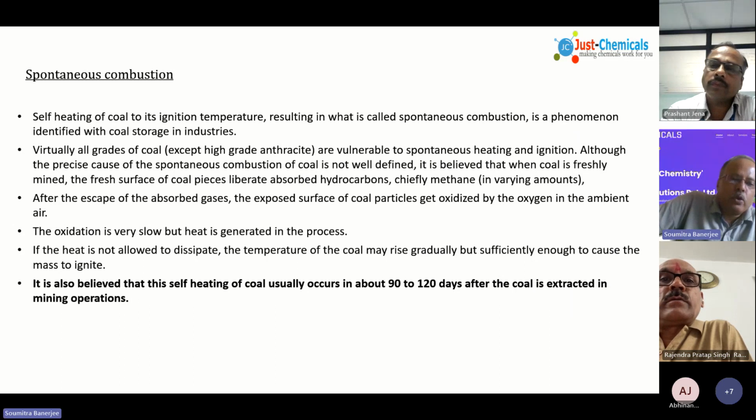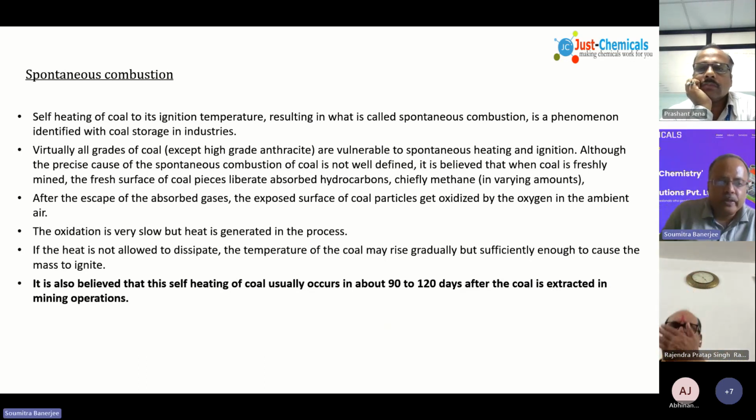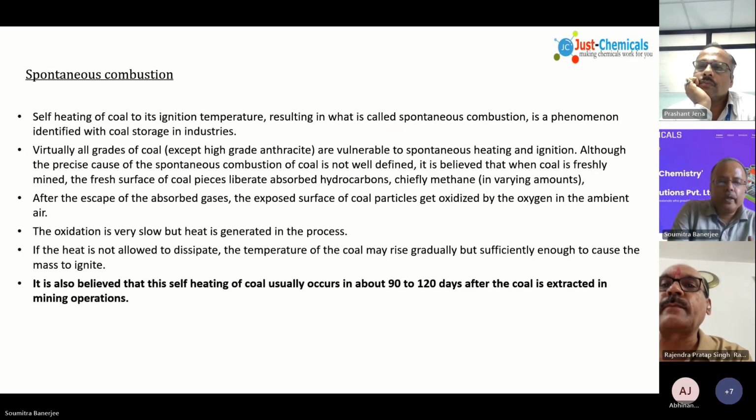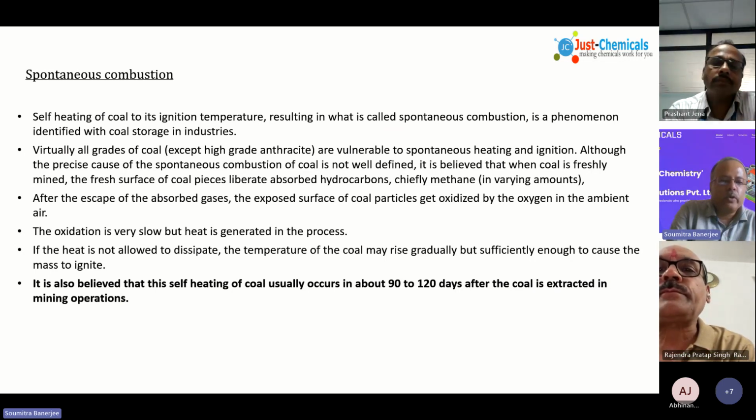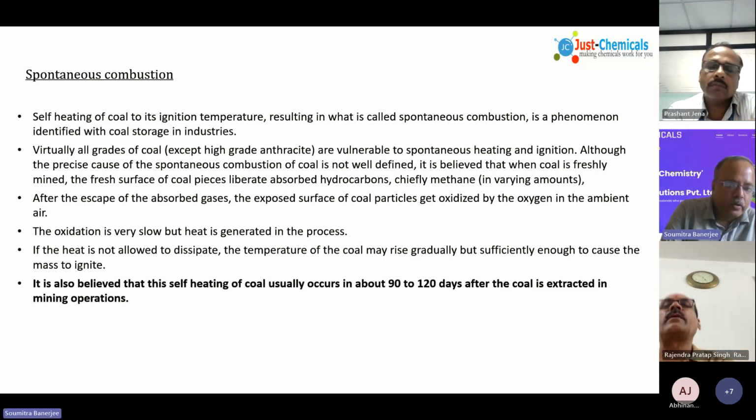But if the heat is not allowed to dissipate, the temperature of coal will rise gradually, but sufficiently enough to cause the whole mass to ignite. It is believed that the self-heating of the coal usually occurs in about 90 to 120 days after the coal is extracted in mining operation. After 90 to 120 days, it starts self-heating.